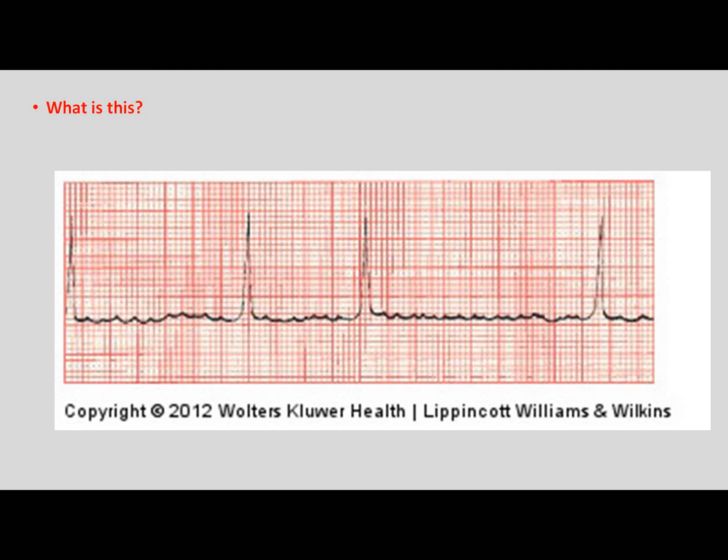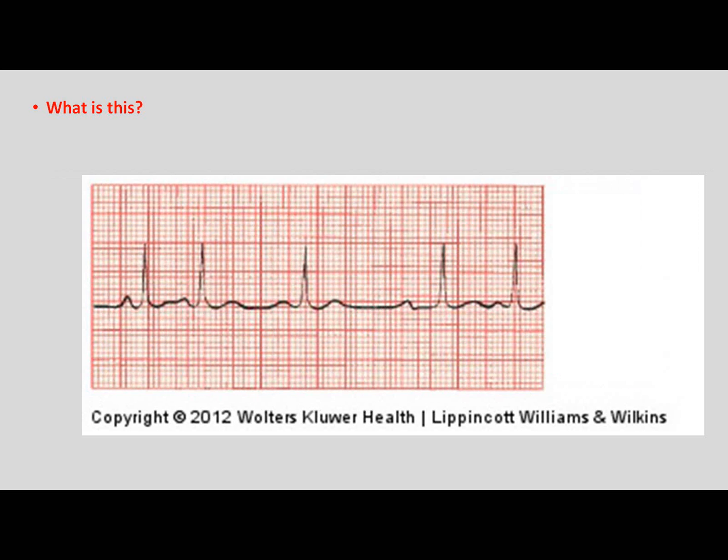And what's this? No clear P waves. It's all undulating baseline, but QRS narrow, and it is irregular. See, it is not regular. These two are shorter, this is wide, so it is irregular.